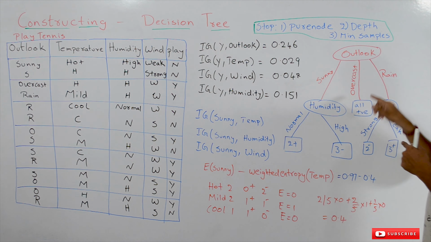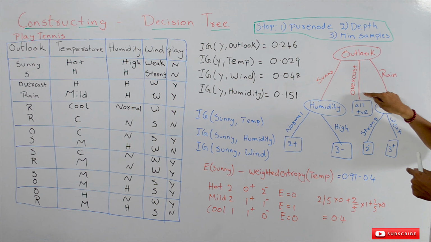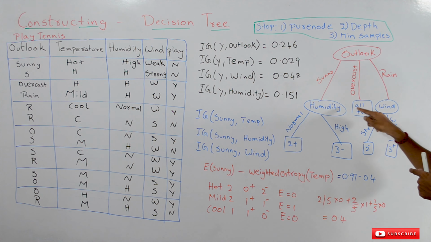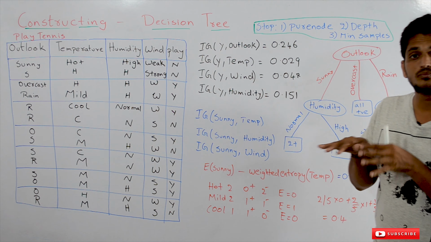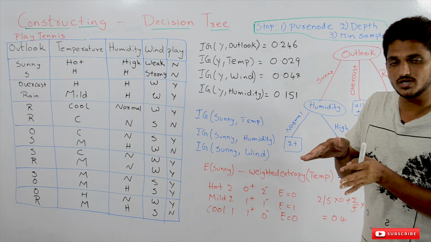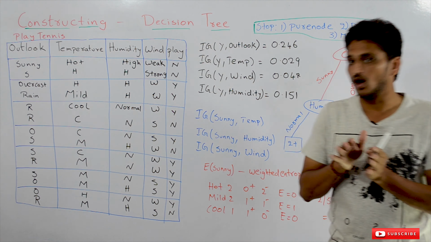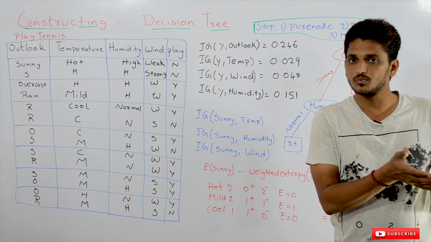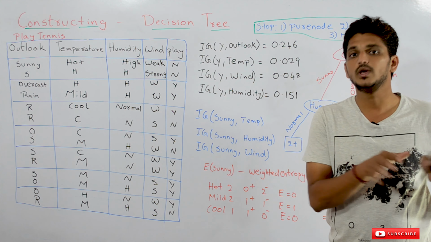In outlook, overcast has all positive data points. This we call a pure node. So we can stop expanding our decision tree at this point because this is a pure node. If you have all positive points or all negative points, we can stop expanding. That we call a pure node.